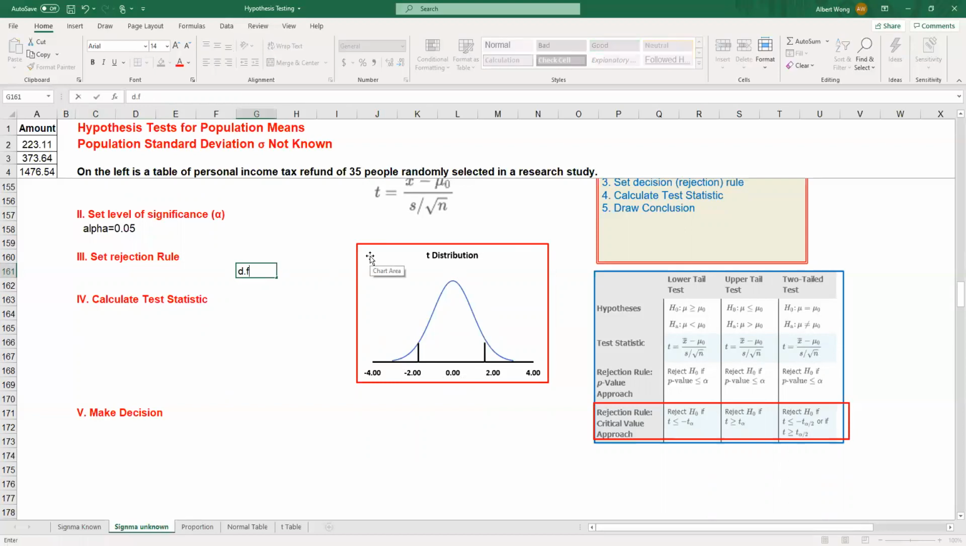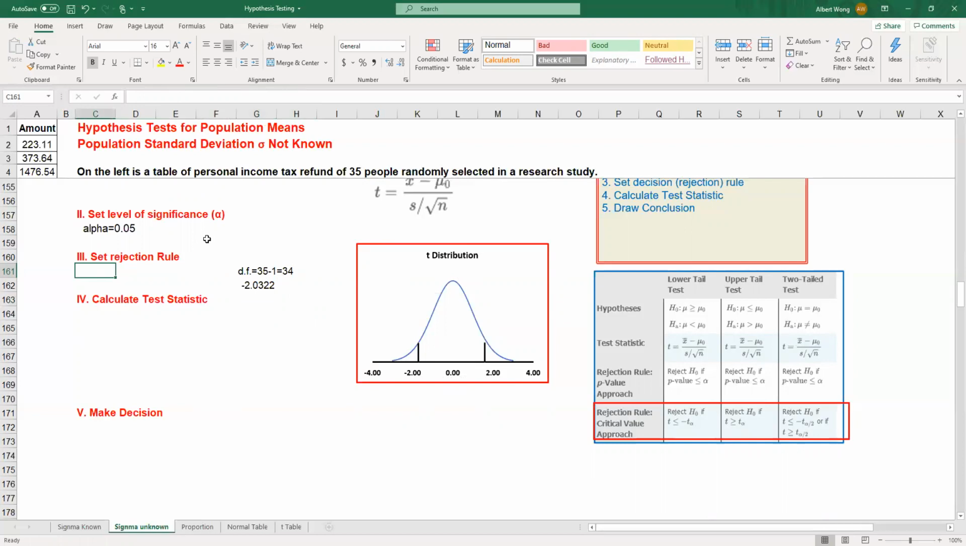So how do we do that? Well, first we find the degree of freedom. The degree of freedom is 35 minus 1, which is equal to 34. And then the critical value would be equal to T.INV. The probability is the tail area, 0.025, because it's a two-tail test. And then the degree of freedom is 34, and therefore the point that we're looking for is negative 2.0322.